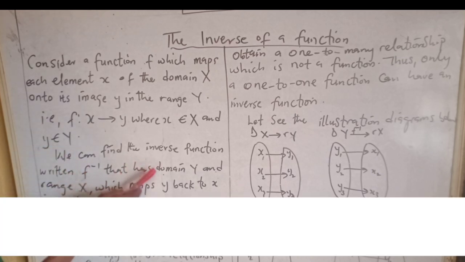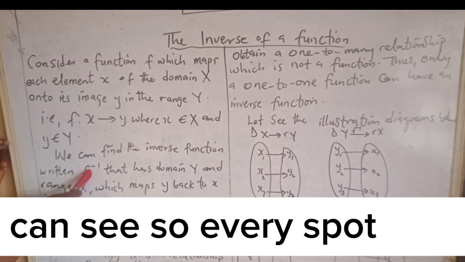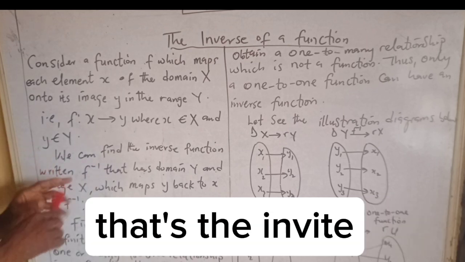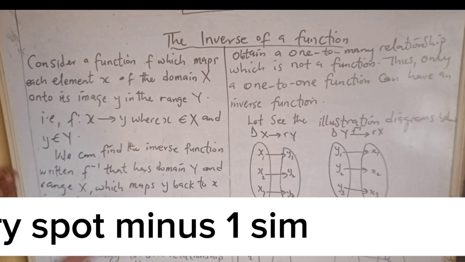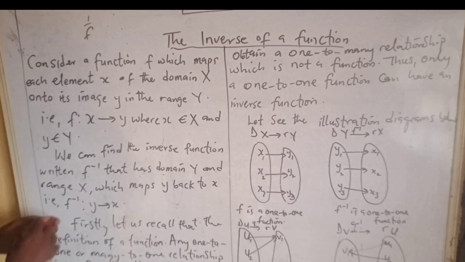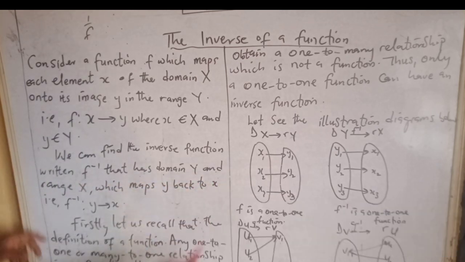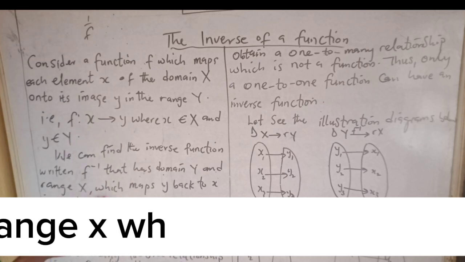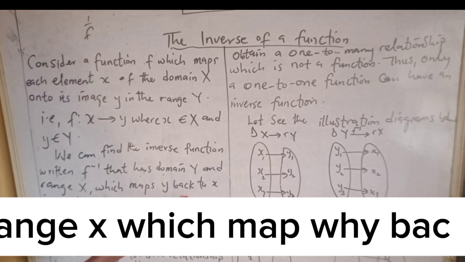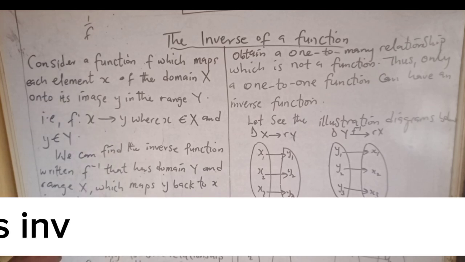We can find the inverse function, written like this. You can see f raised to the power minus 1, that's the inverse. Actually, f raised to the power minus 1 simply means 1 over f. Don't forget. That has domain Y and range X, which maps y back to x. That is the inverse.